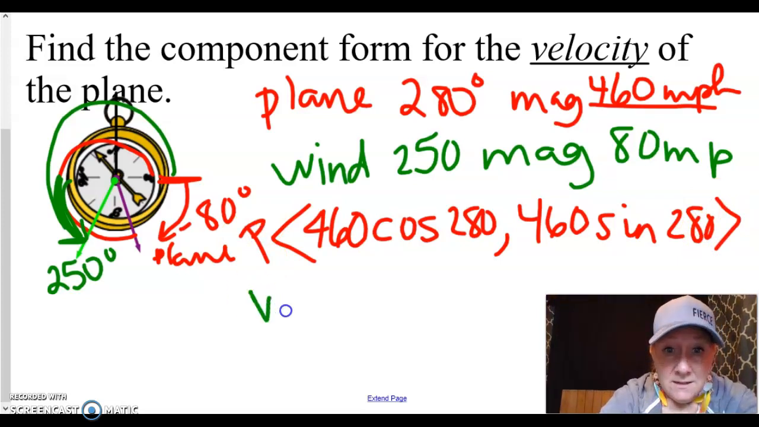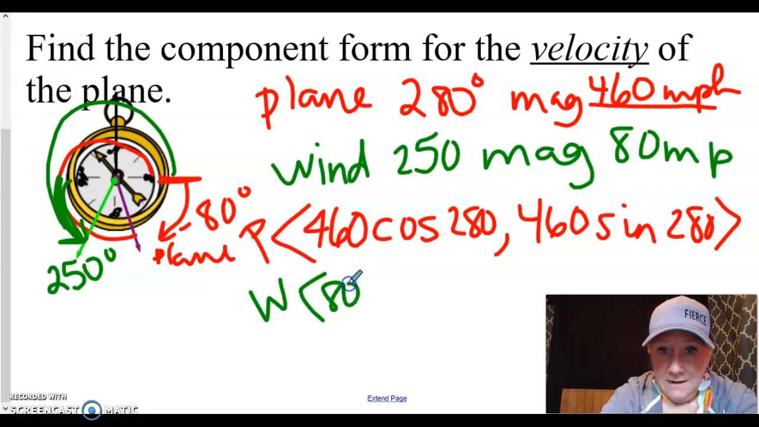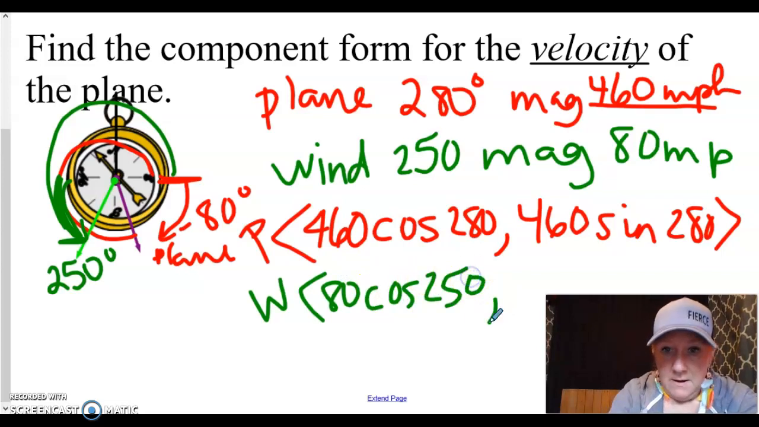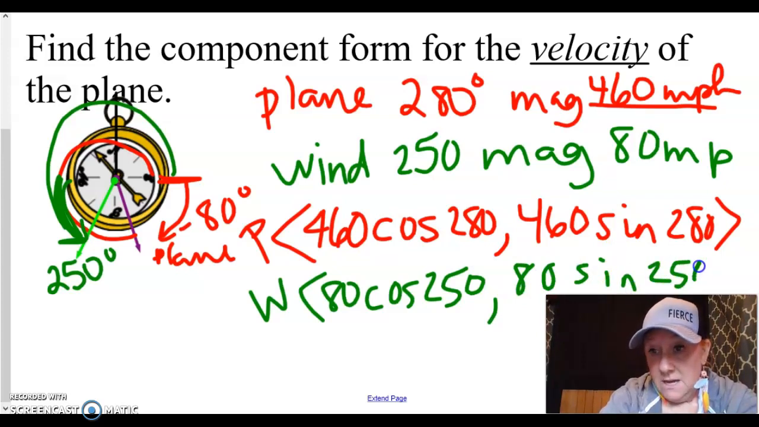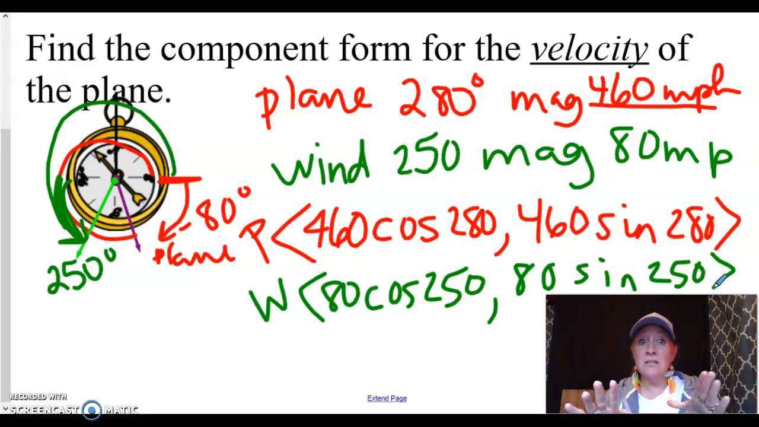What's the wind doing? The wind is going 80 cosine 250, comma 80 sine of 250. So I have to find these two vectors, and then I add them together to kind of get the middle of them.